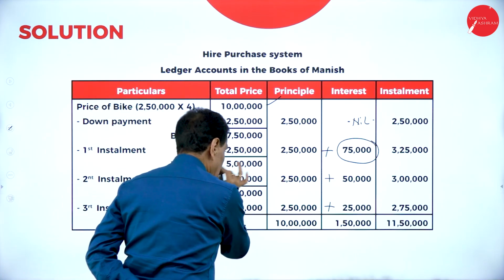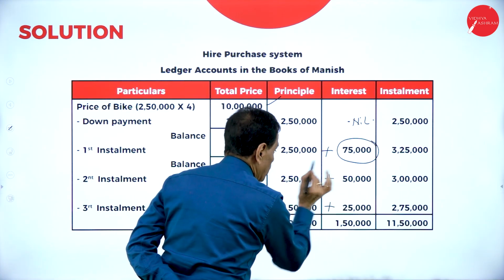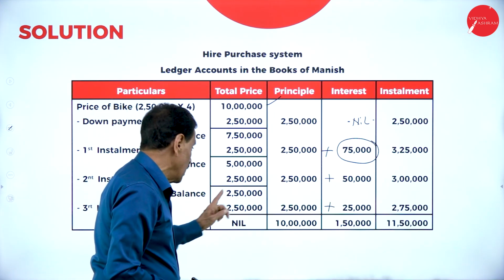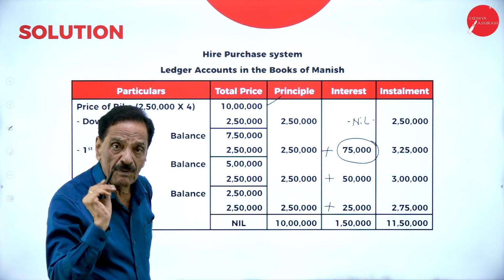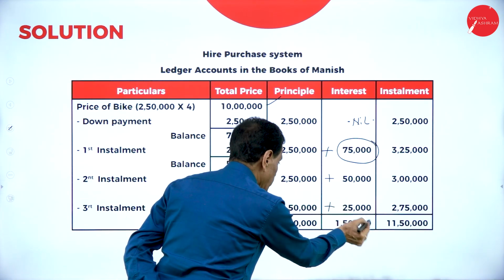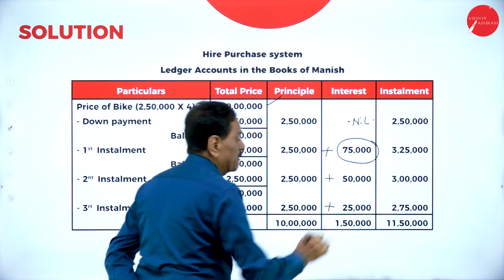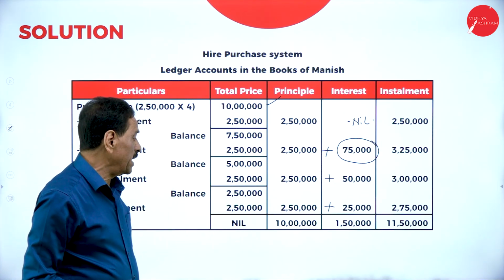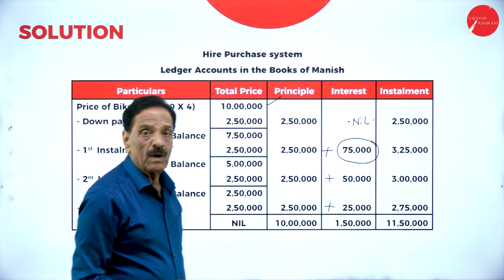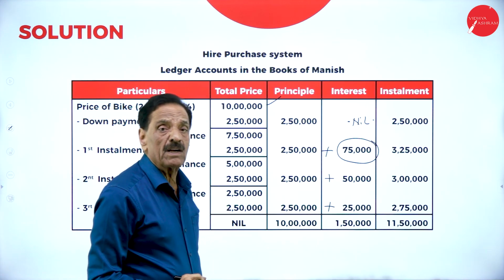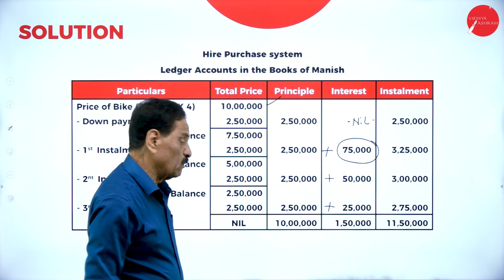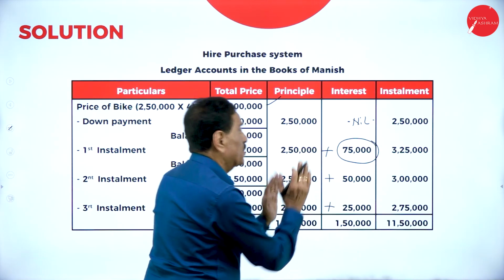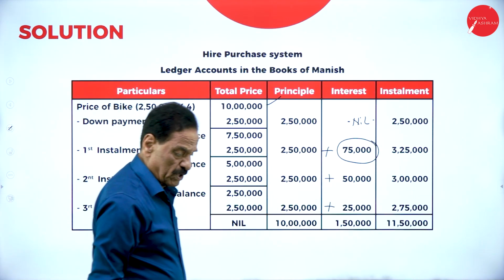Now, what's the balance? 5 lakh. On 5 lakh, 10% means 50,000. 2 lakh 50 plus 50 is 3 lakh he is going to pay. What's the balance left over? 2 lakh 50,000. 10% is 25,000. 2 lakh 50 plus 25, 2 lakh 75,000. What's the real price? 10 lakh. This is principal money. How much interest is there? 1 lakh 50,000. Totally he is paying how much? 11 lakh 50,000 rupees: cost price plus interest, installment price, 11 lakh 50,000 rupees.